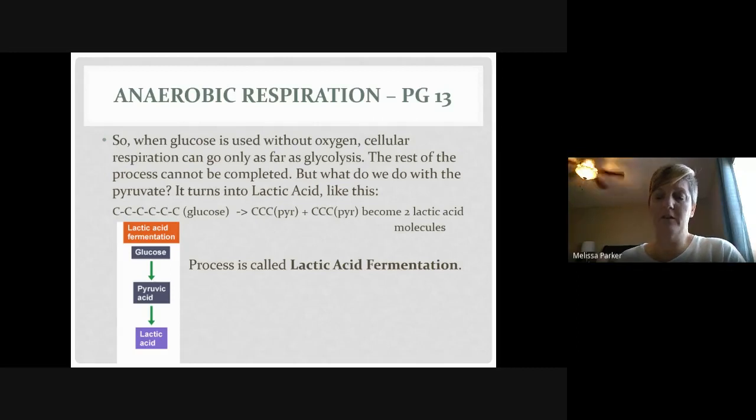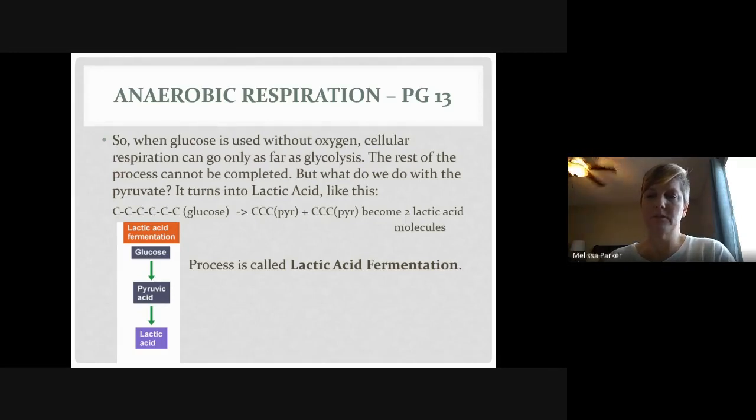If oxygen is not available, then the pyruvate undergoes fermentation. That's the process of turning pyruvate into lactic acid. There are two types of fermentation. There's lactic acid fermentation, which happens in animals. So we're animals. And then also alcohol fermentation, where we create ethanol and CO2, like when we make beer and wine. So remember, glycolysis can be completed without oxygen. It's the only part of cellular respiration that we can put glucose through without oxygen to create ATP.